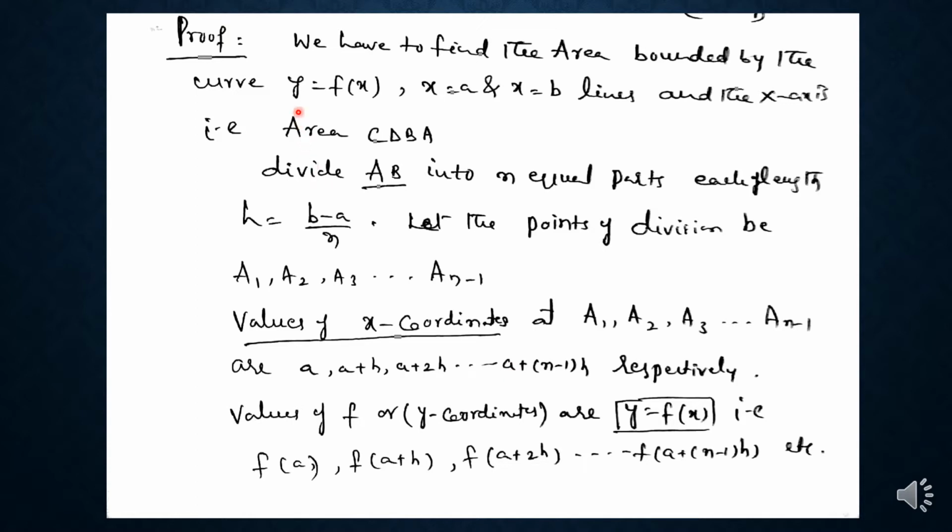We have the given function y = f(x). So if x = a, y = f(a). At these points, the values of f, or the y-coordinates, are f(a), f(a + h), f(a + 2h), up to f(a + (n-1)h) respectively.